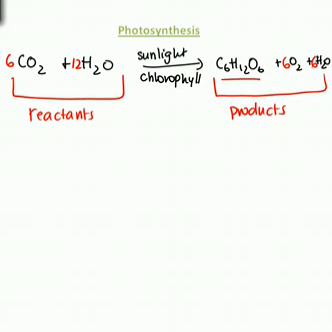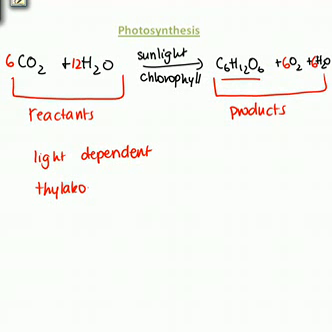There are 2 stages. The first stage is known as the light dependent stage, which means that it depends on light. It occurs in the thylakoid membrane, and it is the first process that occurs.